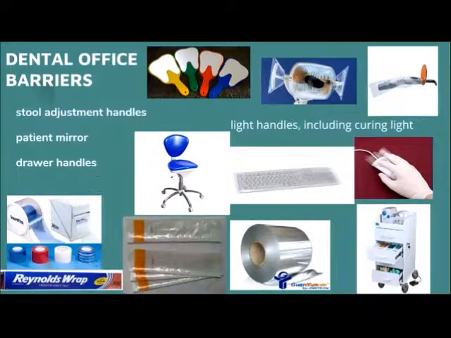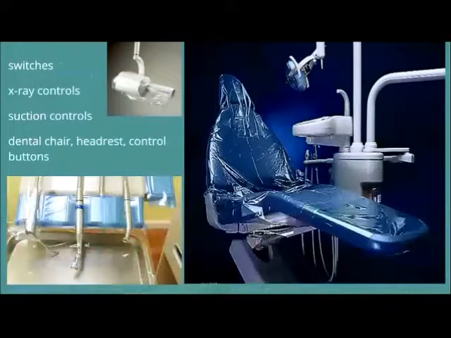Couple examples of what we put barriers on here: light handles, curing lights, the patient mirror, stool adjustment handles, any drawer handles. So things that we touch often, but are not going to want to go back and disinfect. Mouse and keyboard are also really important to barrier. Anything that is an electronic switch, X-ray control, suction control, things that have any crevices or little textured surfaces are best done with barriers.